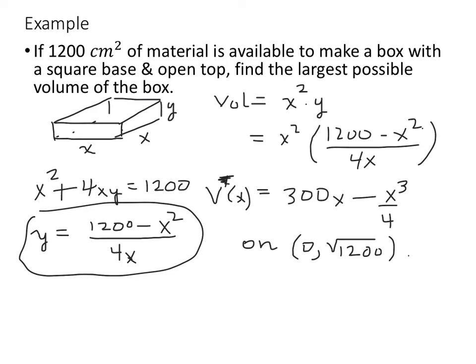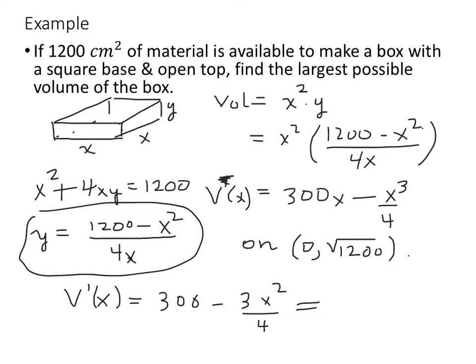All right, once we have that, that's the hardest part, and now it's just the mechanics of creating the derivative and finding the points of interest. Well, let's compute the derivative. It's v prime of x, and that's 300 minus 3x squared over 4.